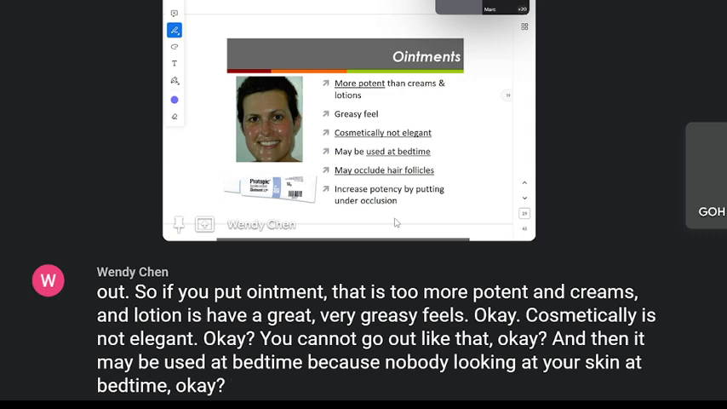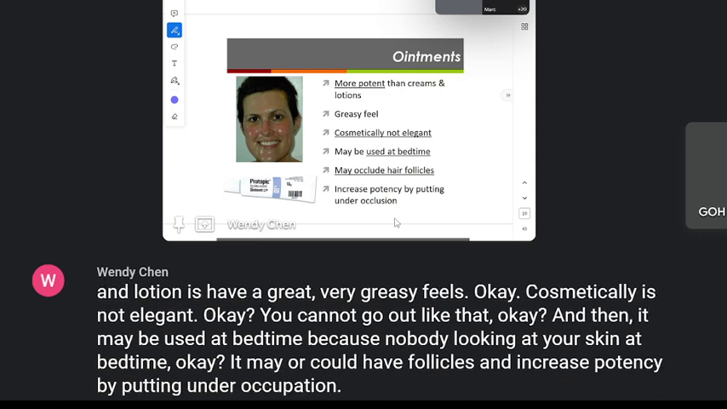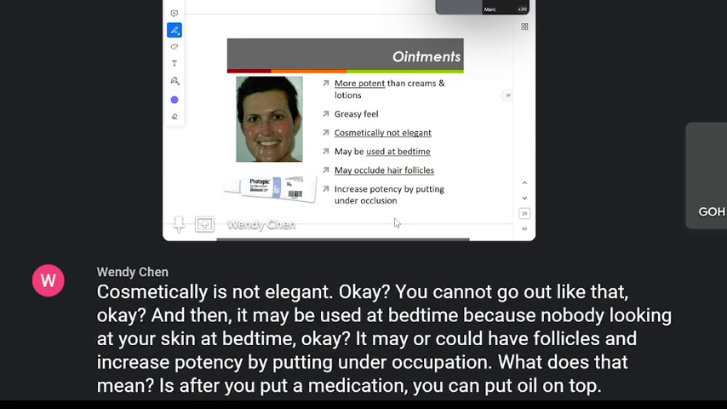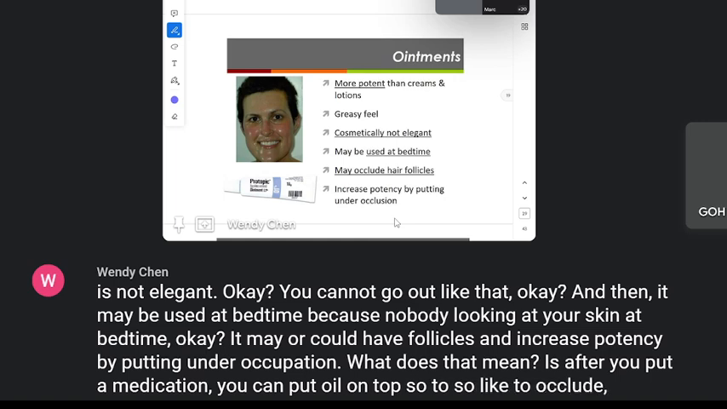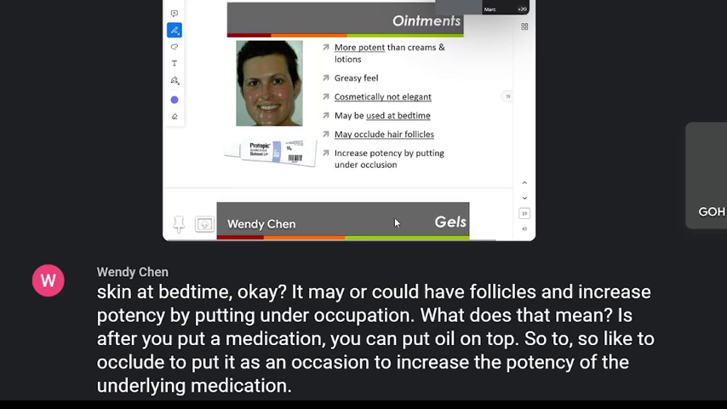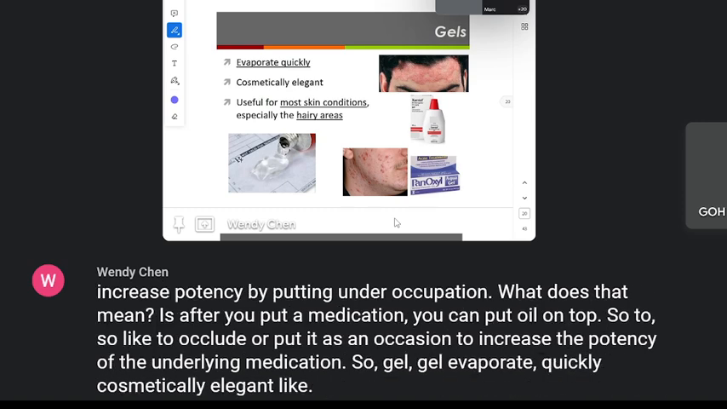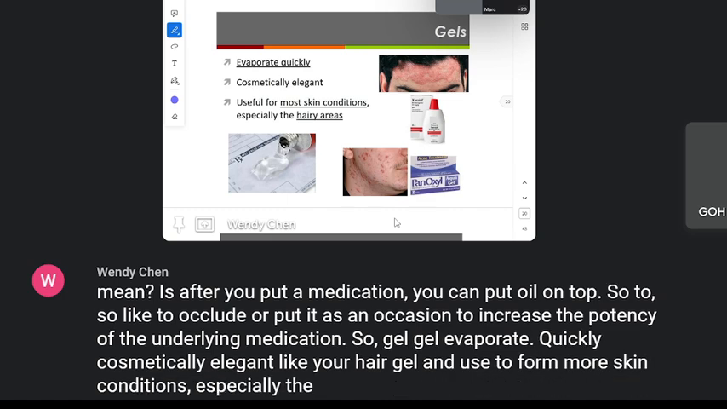Okay, it may occlude hair follicles and increase potency by putting under occlusion. What does that mean? After you put on a medication, you can put an ointment on top of it, to occlude it, as an occlusion to increase the potency of the underlying medication. So gel evaporates quickly and is cosmetically elegant, like your hair gel. Useful for most skin conditions, especially the hairy areas.